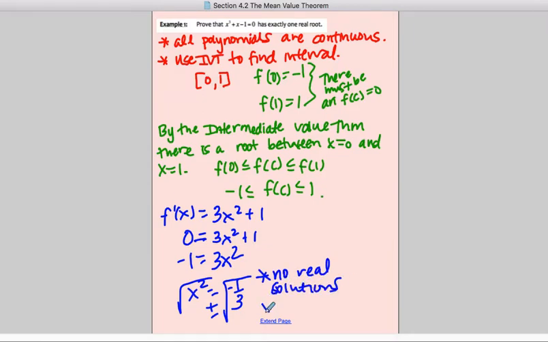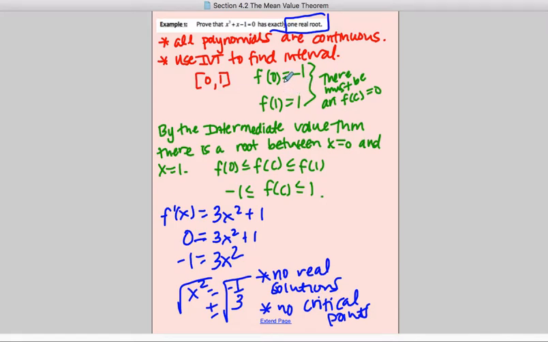which means there are no critical points, which means there are no changes in direction. So if there's no change in direction, I'm not going to start going up and then turn around and go back down and cross my x-axis again. So that is how I can show that there is exactly one real root.